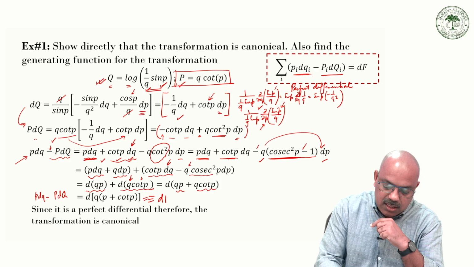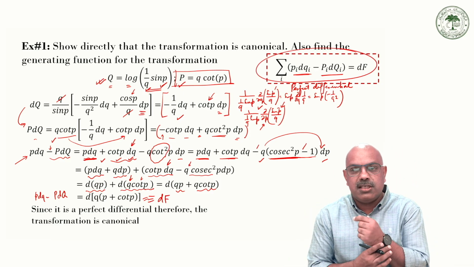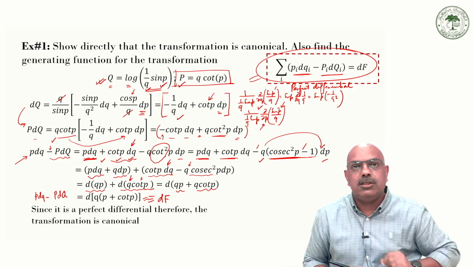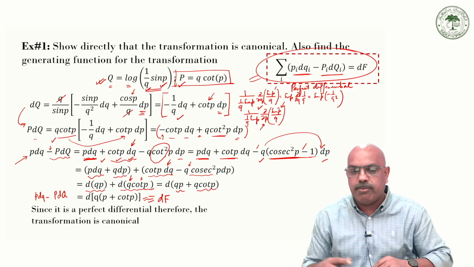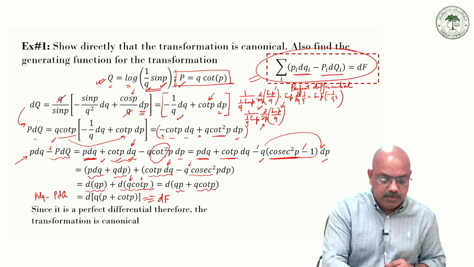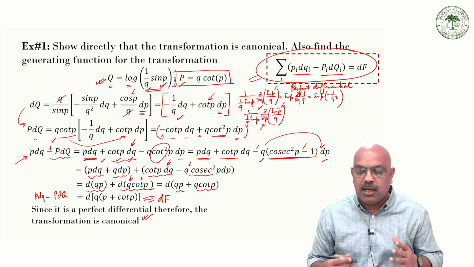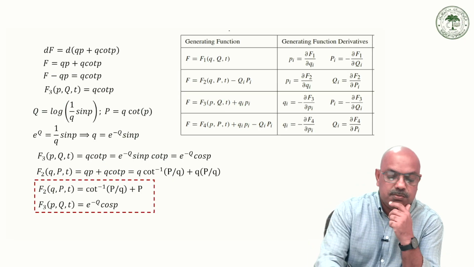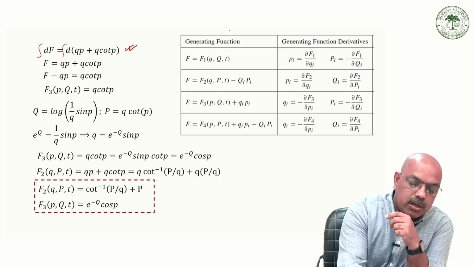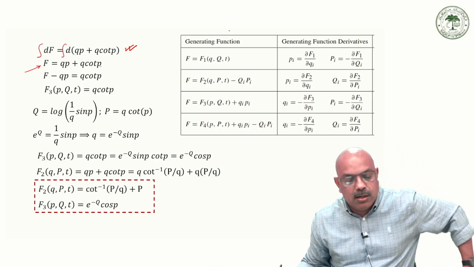This p dq minus P dq is my perfect differential. This is my df. So this is what we have to figure out: if you find that this is a perfect differential, then the given transformation is going to be canonical. It is a perfect differential, so this is a canonical transformation. The second thing is we have to figure out what the generating function is. So this is my perfect differential, and if you integrate it, what I'm going to get is f equal to qp plus q cot p.